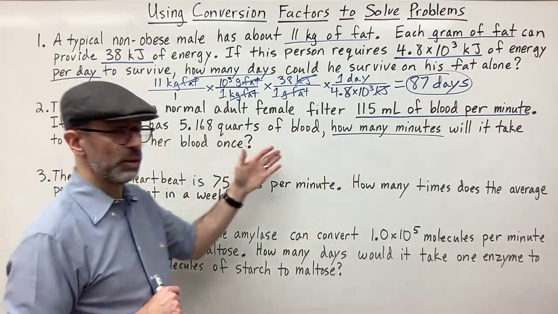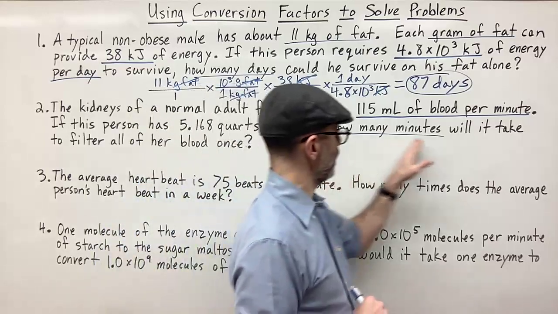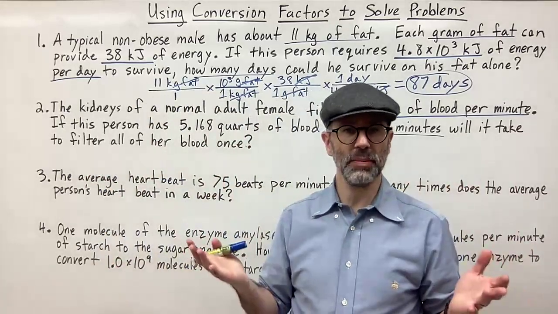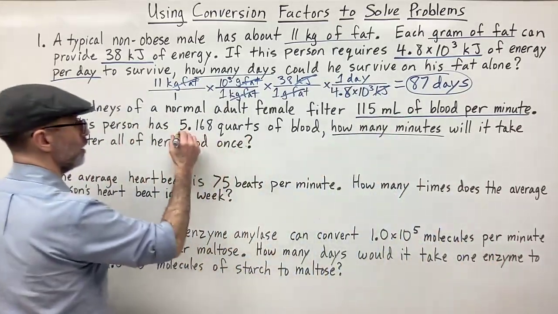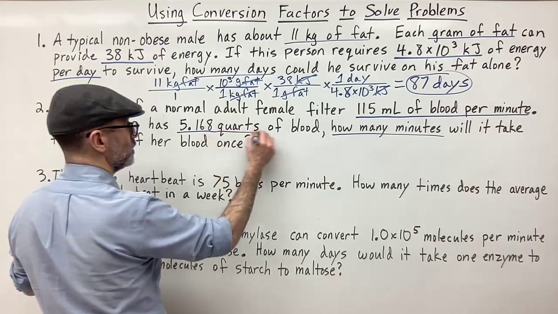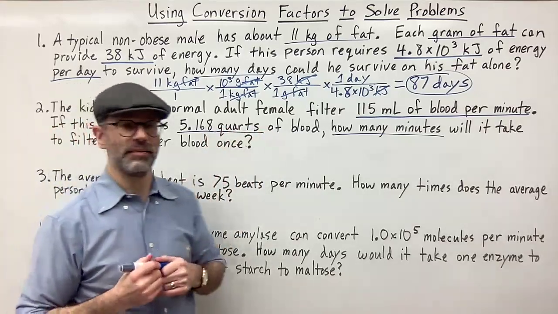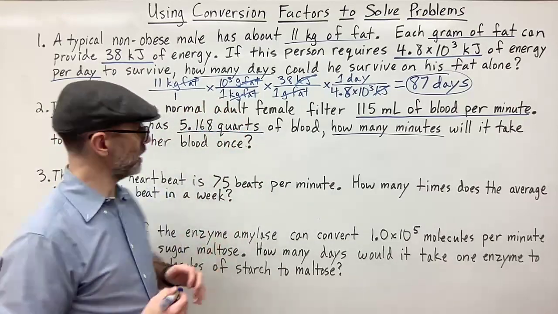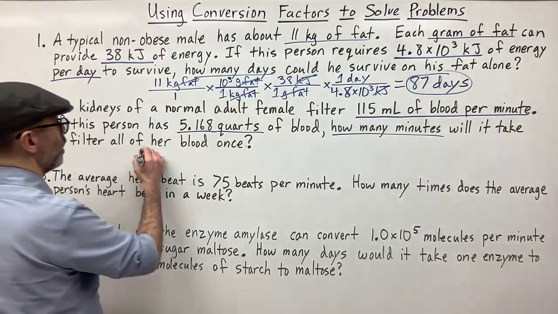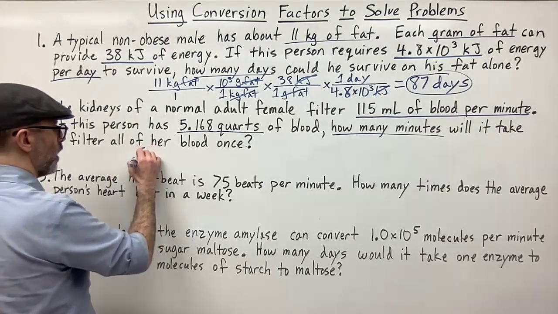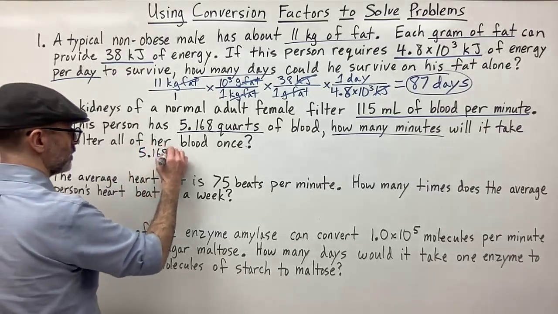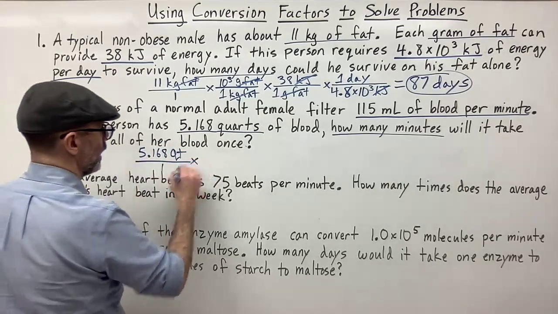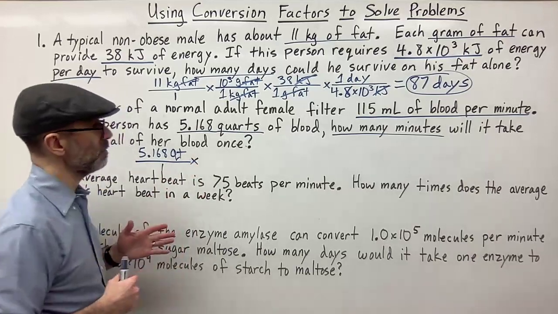Now, where do we begin? Keep reading the question. How many minutes will it take to filter all of her blood once? Well, what's the amount of blood she has? 5.168 quarts. So that's where we need to begin. This is standalone information. It's not related to anything. So we're going to begin with 5.168 quarts over 1.